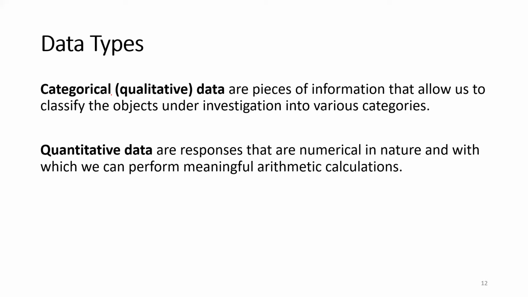Now let's talk about data types. The first is categorical or qualitative data. This is information that allows us to classify objects under investigation into various categories. It doesn't necessarily say anything numerical or quantitative, whereas quantitative data are responses that are numerical in nature and with which you can perform meaningful arithmetic calculations.